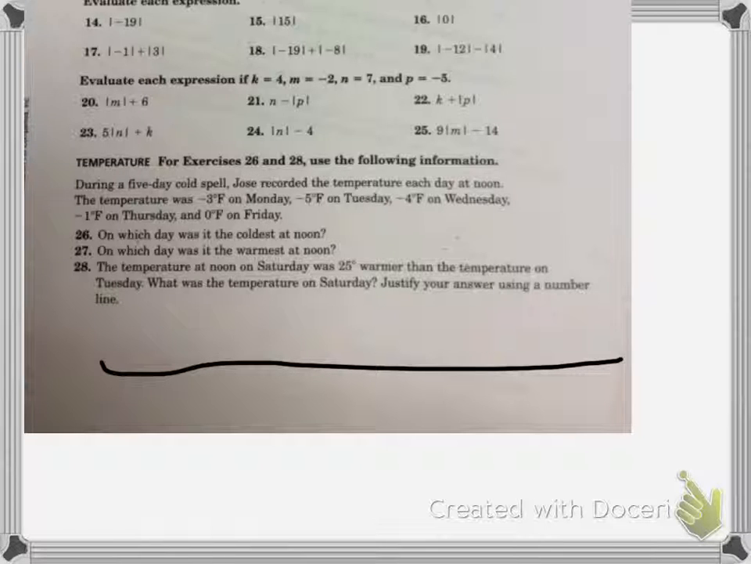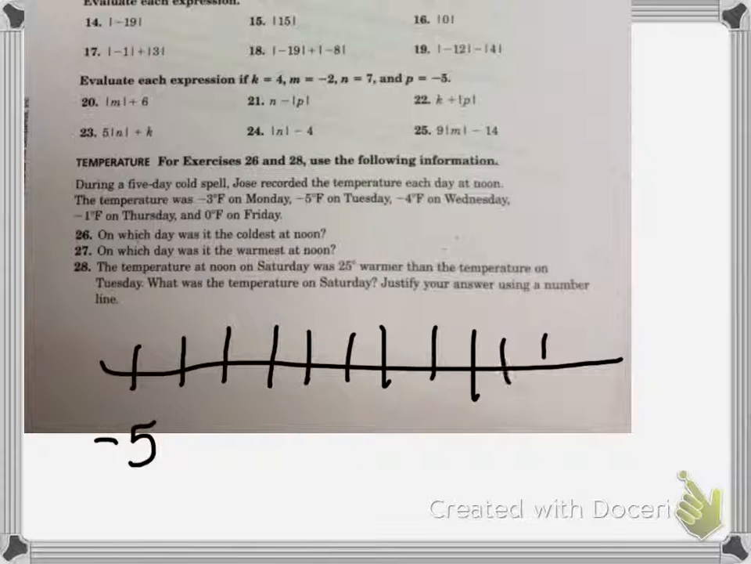So you've got to look at the temperature on Tuesday, and what it says is it was -5. So now it says 25 degrees warmer. So you want to move right on the number line. So you're going to put all these spaces, and you're going to need 25. Then you're going to start counting up all the way up to the last space that you had 25, and what number would that be?